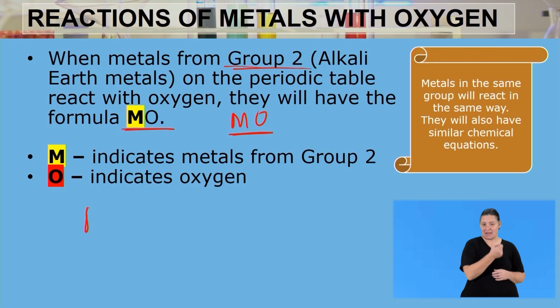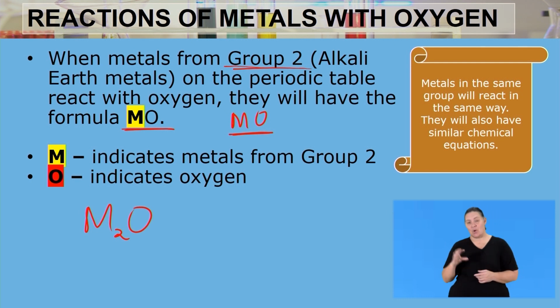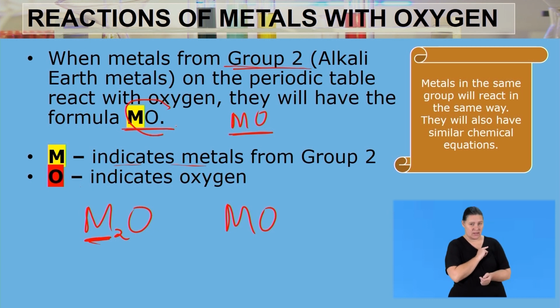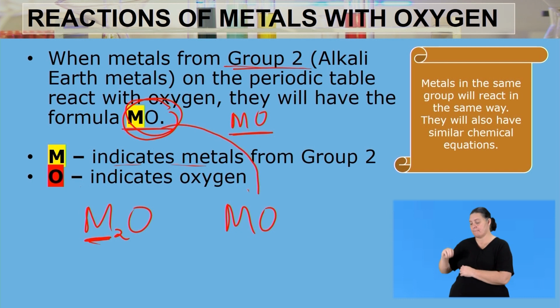Because in group 1, remember, we have M2O, but if the metal is from group 2, it is going to be MO. Remember, this M represents a metal, as it says here. The M indicates the metal from group 2, and the O indicates the oxygen from group 17 in the periodic table. So therefore, our product is going to be MO when our group 2 element reacts with oxygen. It is still going to be a metal oxide, but the ratio is slightly different from when reacting with group 1.